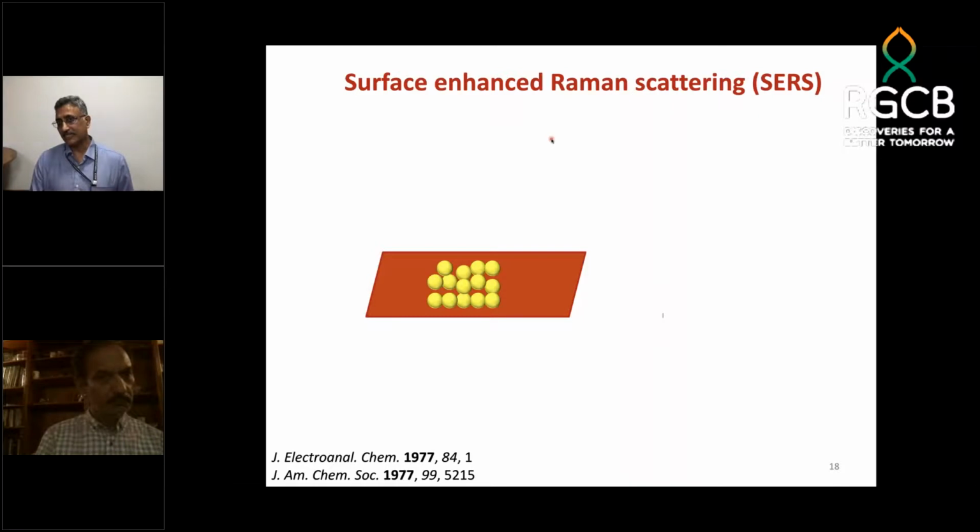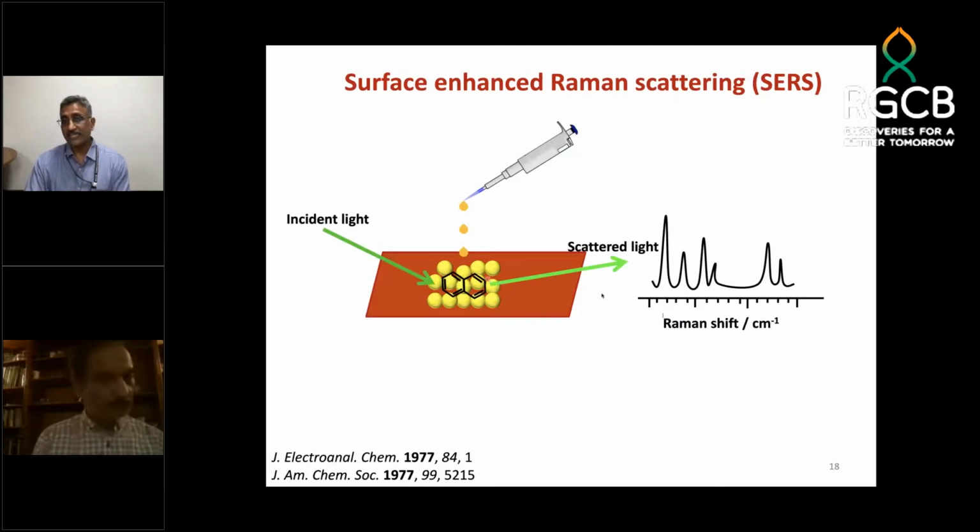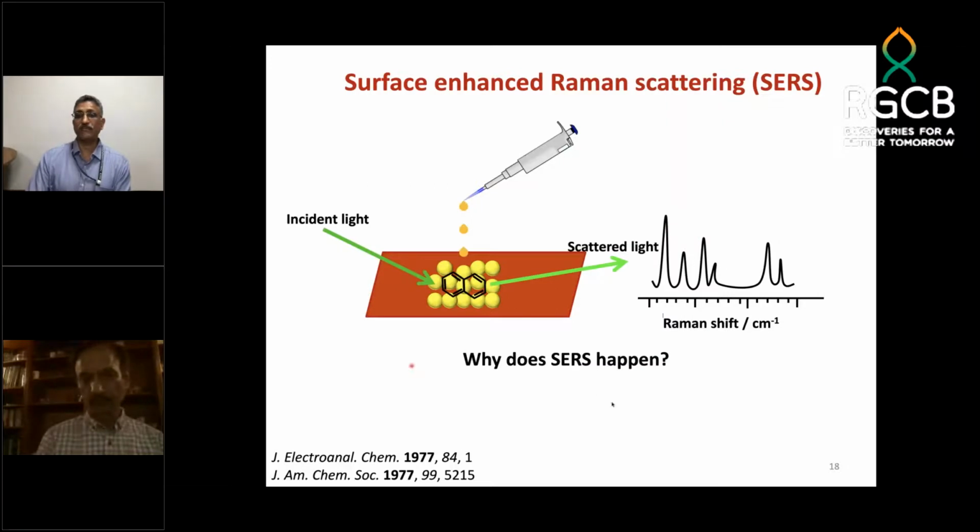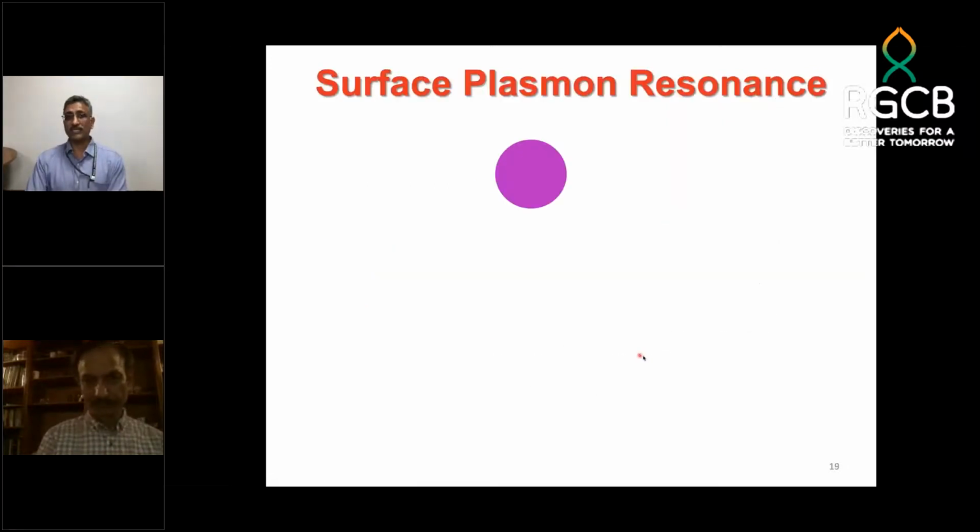So in that sense, one new discovery which happened serendipitously in 1974, but became much better when nanotechnology came in, is that when you have nanoparticles of gold or silver, and you put your molecules there and put the light on, that enhances the Raman signals. This is called surface enhanced Raman spectroscopy. But what is the reason why it happens?